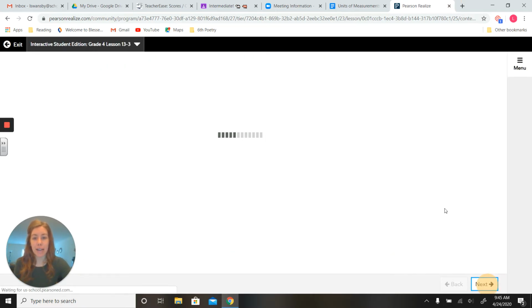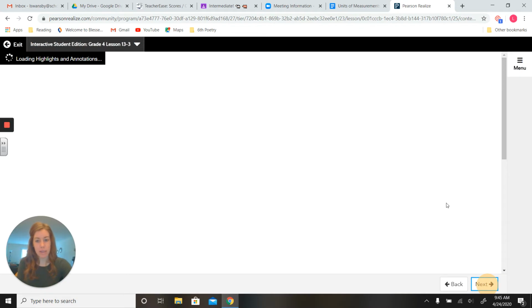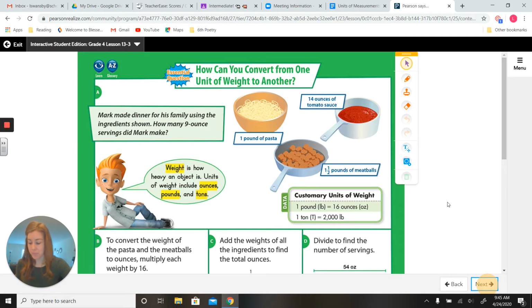Let's take a look at your next page. 692. We're going to go over this one. They're talking about spaghetti, meatballs, and sauce, which sounds really good right now. All right. Mark made dinner for his family using the ingredients shown. All right, so let's look at our ingredients. We have 1 pound of pasta, 1.5 pounds of meatballs, and 14 ounces of tomato sauce.